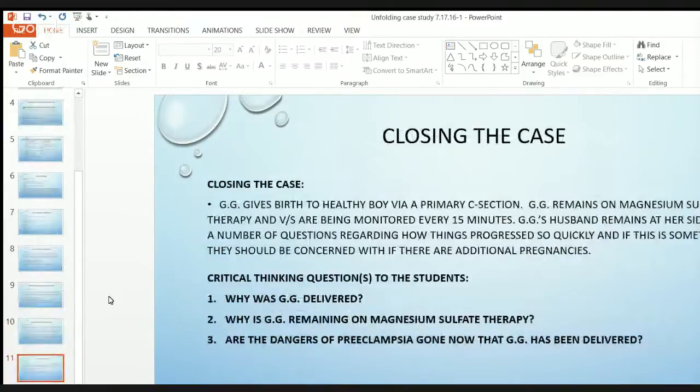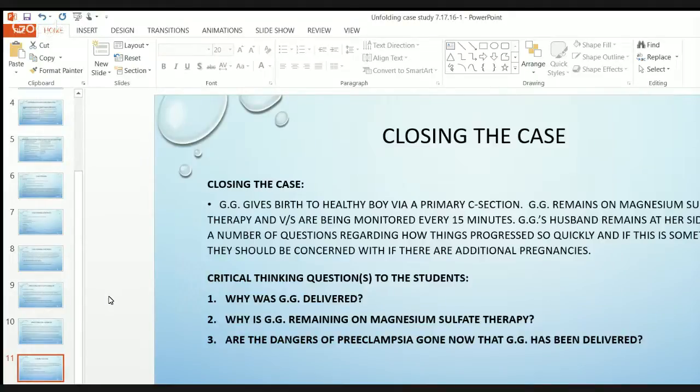So for closing the case, Gigi is able to give birth to a healthy boy via primary C-section. She remains on magnesium sulfate therapy, and vital signs are being monitored every 15 minutes. Gigi's husband remains at her bedside, but has a number of questions regarding how things progress so quickly, and if this is something they should be concerned with if there are additional pregnancies. So new critical thinking questions: why was Gigi delivered? Why is Gigi remaining on magnesium sulfate therapy? And are the dangers of preeclampsia gone now that Gigi has been delivered?